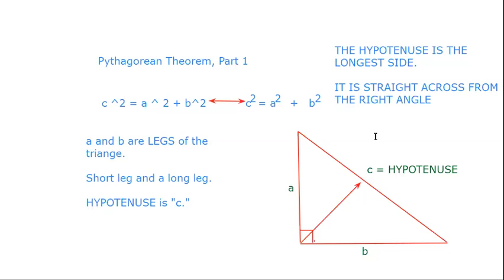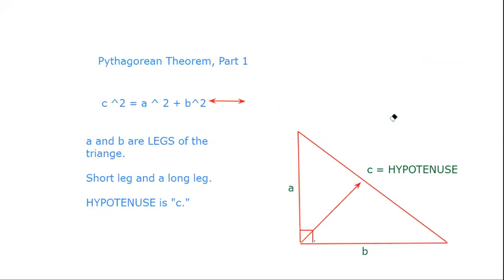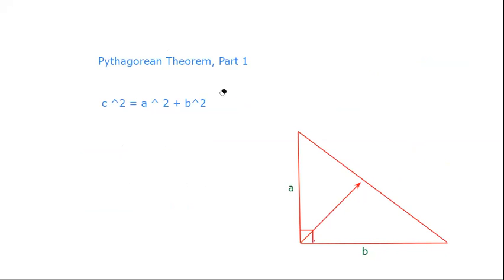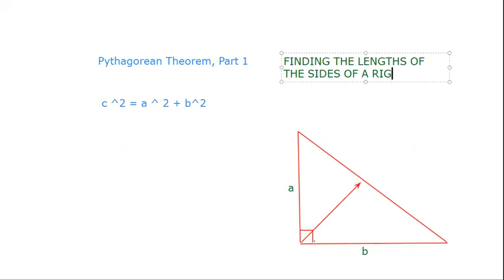Now, what do we use the Pythagorean theorem for in right triangles? Well, the Pythagorean theorem is used specifically for finding the length of the sides of a right triangle. That's what it's for.